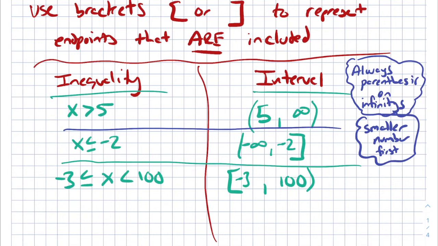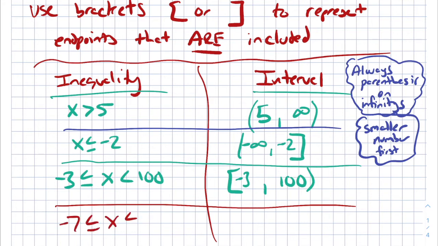What if we were going to say, let's do one more of these. If we were going to say that x is between -7 and 40. Both of those are equal to each other, so -7 and 40 are two numbers that are the endpoints of our interval. They're both equal, so they both get square brackets.